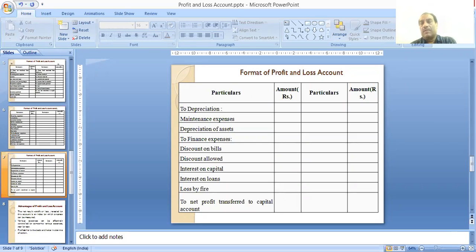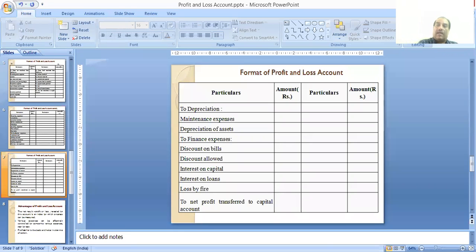Then the fourth category is finance expenses. So discount on bills, discount allowed. A firm also gives discount sometimes. So those are part of expenses. Discount allowed, interest on capital, and then interest on loans, loss by fire, or any natural hazard, other calamities. So these are part of expenses, and the firm has to bear it. And these are indirect costs, indirect expenses, and therefore all these items are credited in the profit and loss account.